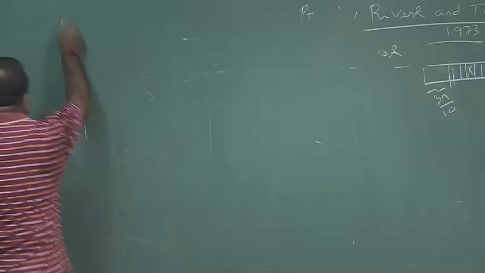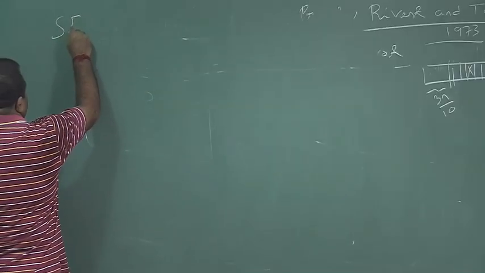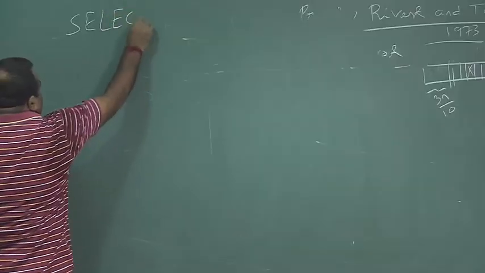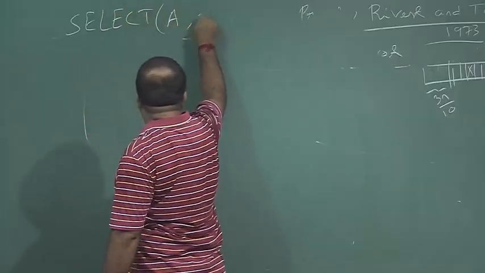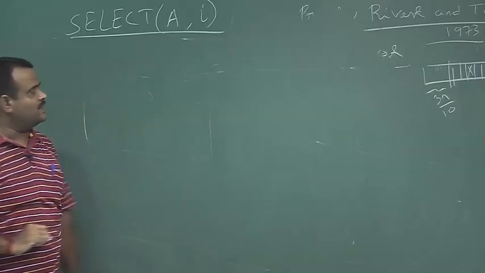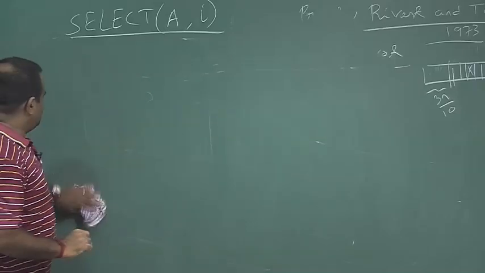Okay. So, we call this Select. A is an array and we are trying to get the ith smallest element of this array.